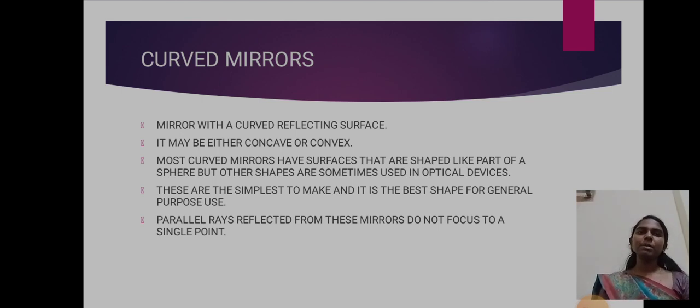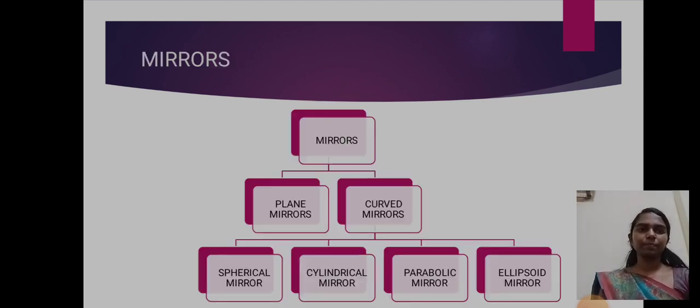Curved mirrors. Mirrors with a curved reflecting surface. As we all know, curve means somewhere it is bent. It may be either concave or convex, and most curved mirrors have surfaces that are shaped like a part of a sphere, but other shapes are sometimes used in optical devices. These are the simplest to make and it is the best shape for general purpose use. Parallel rays reflected from these mirrors do not focus on a single point.